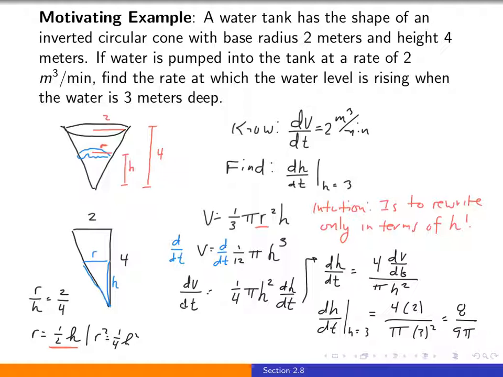And if we think of the units to go with this problem, well, it's a rate of change of height, so it should be meters per minute. And we should be able to see this from our equation as well. The 2 with the dV/dt was in cubic meters per minute. The 3 was in meters, so squared that's meters squared, and meters cubed over meters squared leaves us just meters. And we have the desired rate of change.